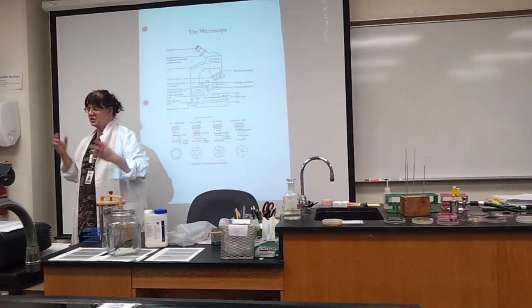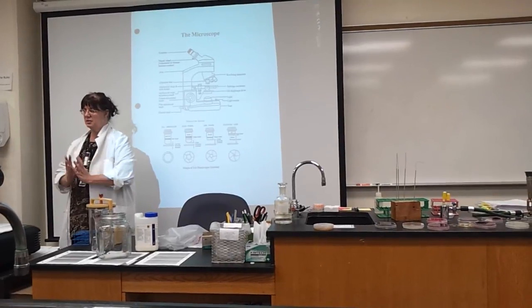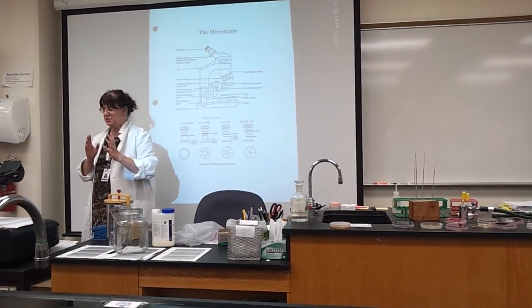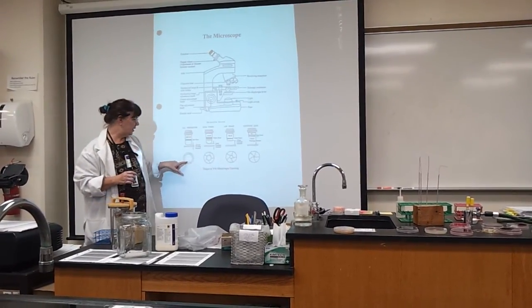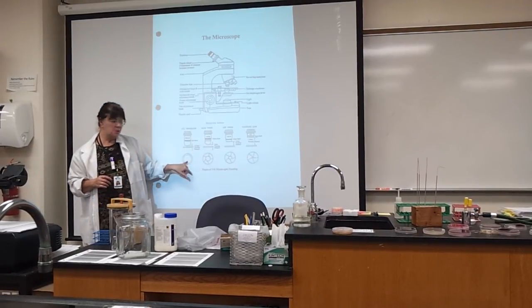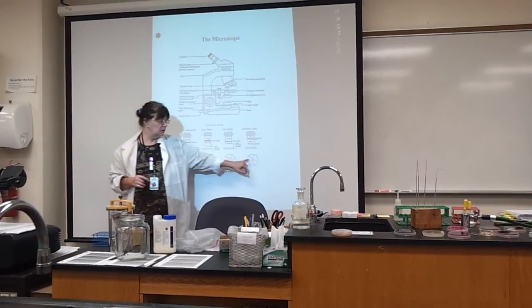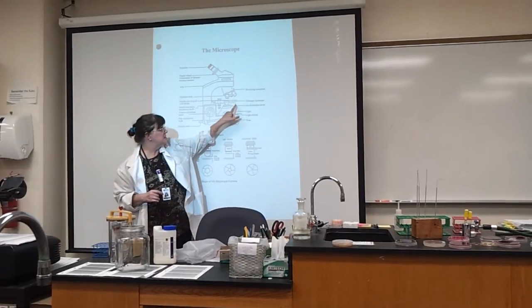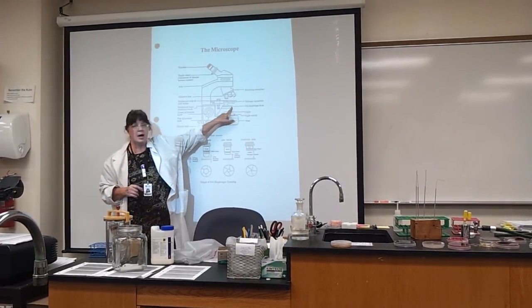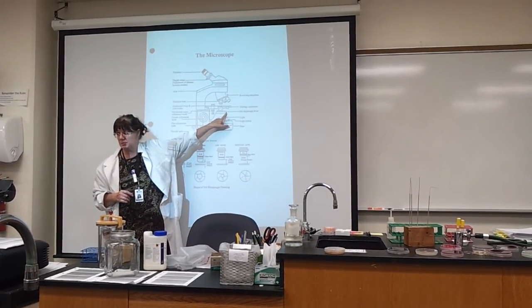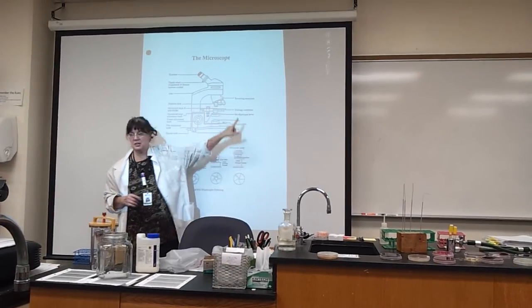Substage condenser, because what does it do to the light? Focuses it up to the objective lens. You have an iris diaphragm that can open to give you more light, closes to give you less light. That's that small little knob on the front. Remember that.